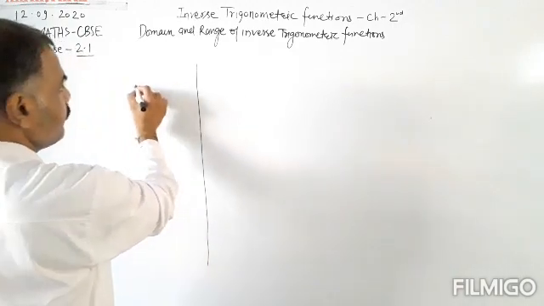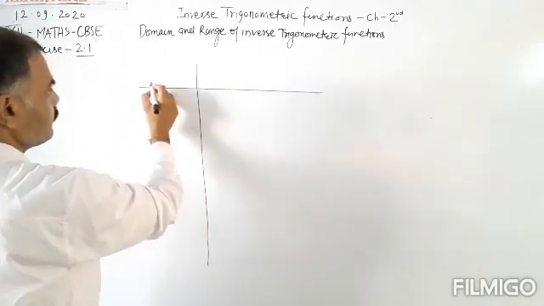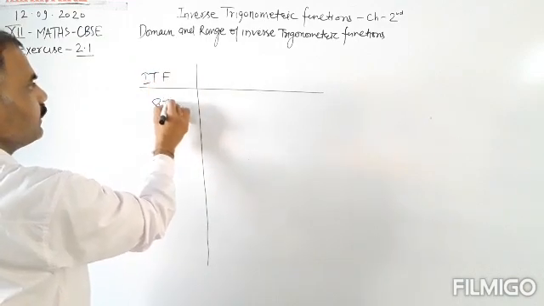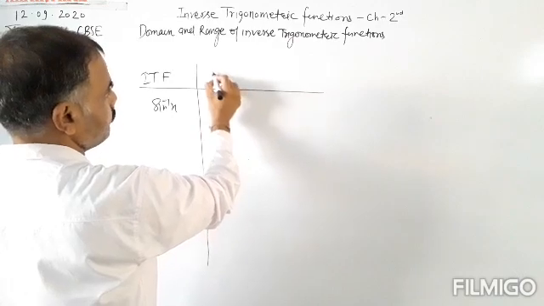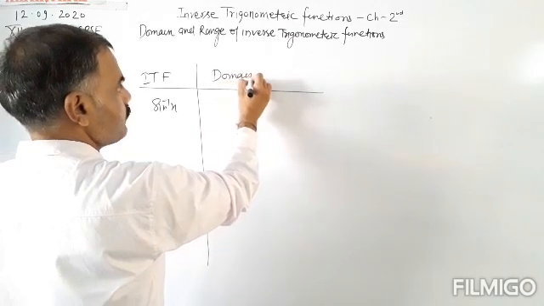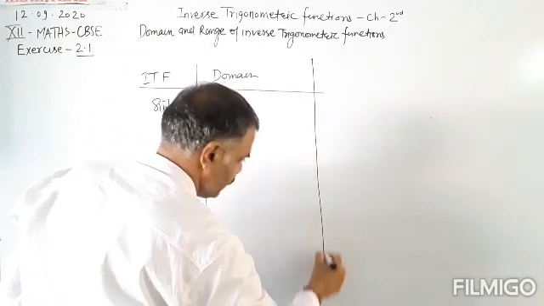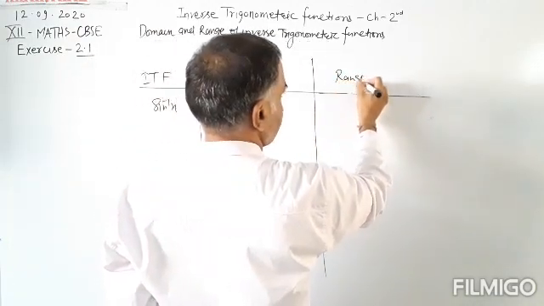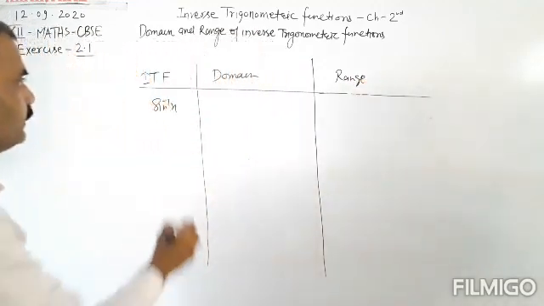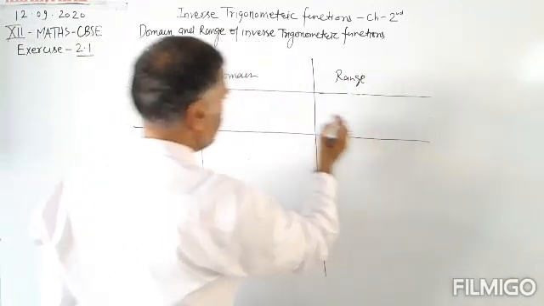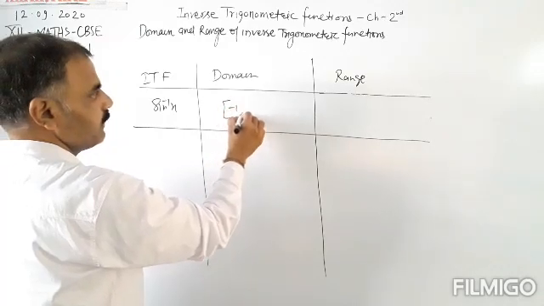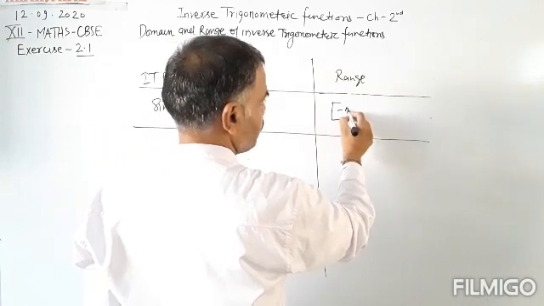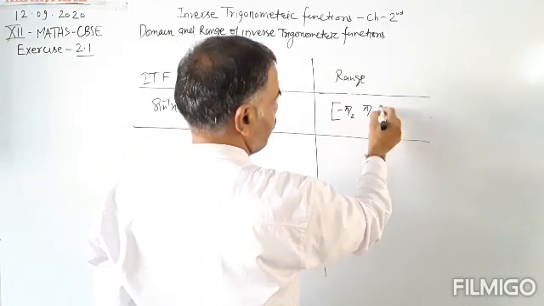Here in the first column we will write down the inverse trigonometric function, that is sine inverse x. In the second column we will have the domain of the inverse trigonometric function, and in the third column we will have the range. The domain of sine inverse x is the closed interval minus 1 to 1, and its range is the closed interval minus pi by 2 to pi by 2.